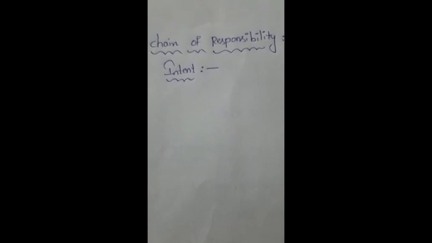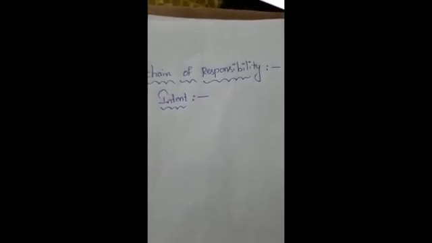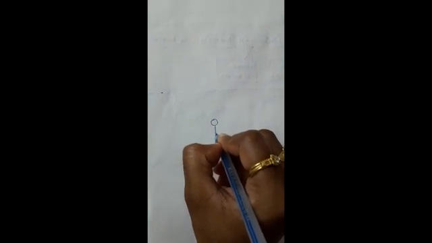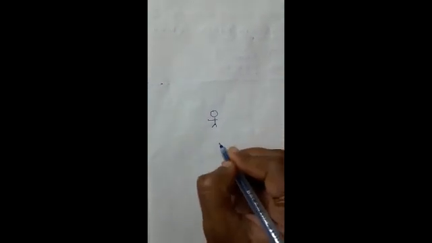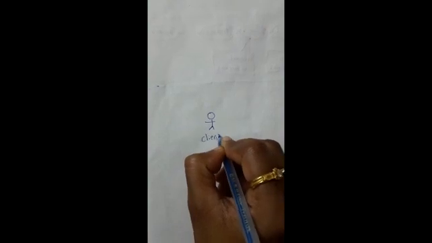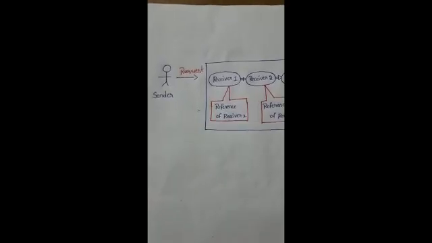That means, as the name itself suggests, the chain of responsibility pattern creates a chain of receiver objects for a request. This pattern decouples the sender and receiver of a request based on the type of request. This pattern comes under behavioral patterns. Let us see an example for the chain of responsibility pattern. So this is the example for the chain of responsibility pattern.